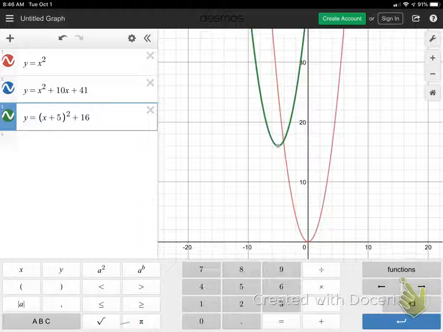Here are two parabolas. We're looking at two parabolas. y equals x squared is our parent function, and we talked a lot about that in chapter 2. It is in red. This is our parent function, and we can do all sorts of things with that parent function.